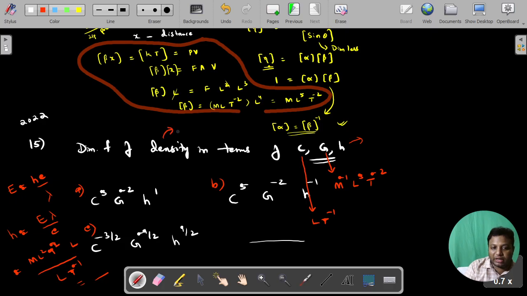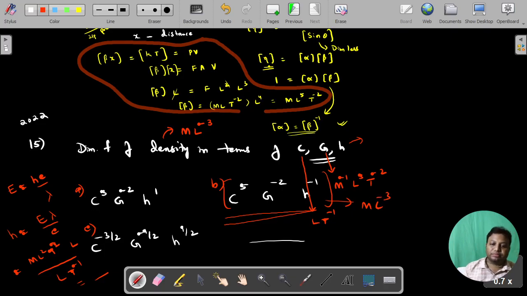So we have to substitute these dimensional formulae in the options A, B, C, D and check which of the options is giving you the dimensional formula of density. For density, the dimensional formula is ML minus 3, okay. So when you substitute the C, G, H dimensional formulae in the options given to you, the option which gives ML minus 3 is the answer. In this particular case the answer is the second option, okay. When you substitute the C, G, H dimensional formulae in this one, this comes out to be ML minus 3. Other things get cancelled out, okay.